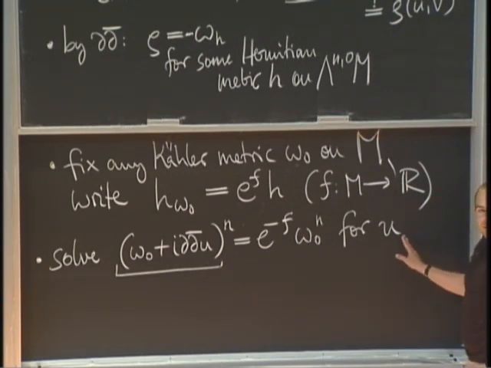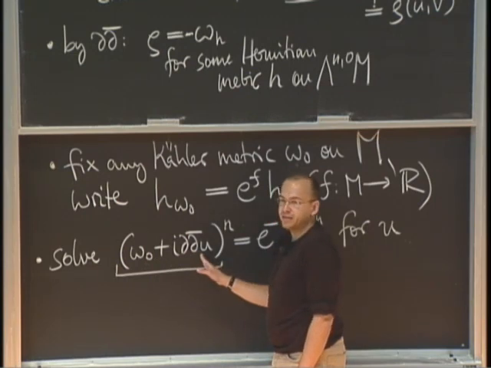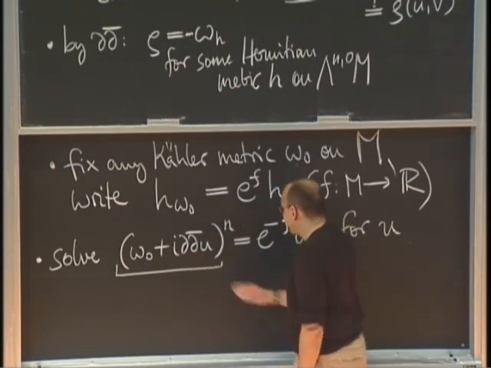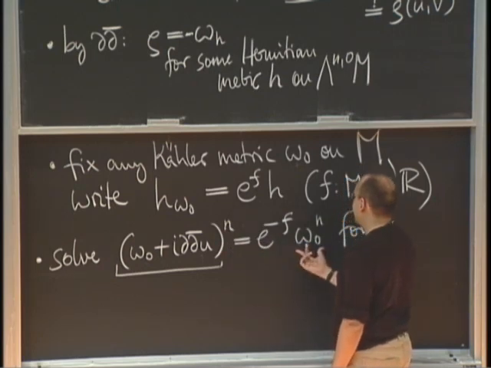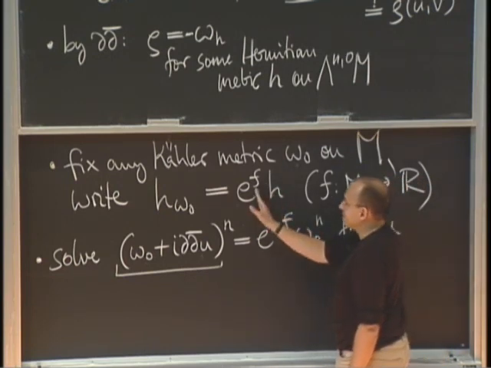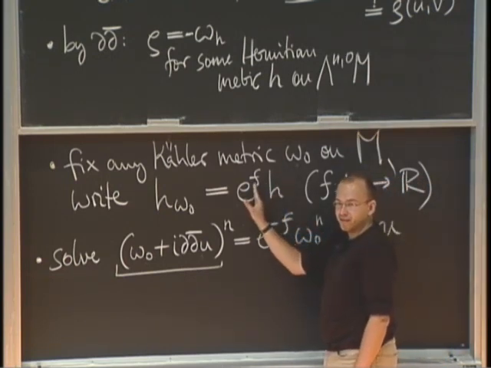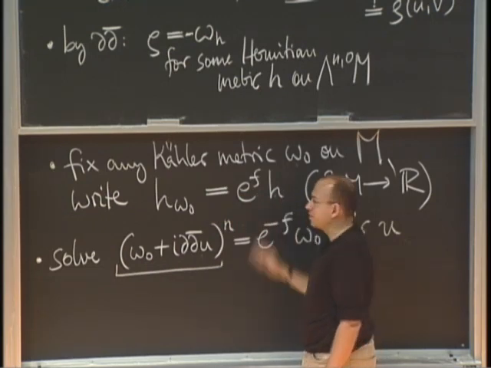So if I was able to find the potential u so that omega 0 corrected by delta bar of that potential has this volume form, so that the nth power is equal to e to the minus f times the original volume form, then I've precisely corrected the difference in volume forms, or the difference in the associated Hermitian metrics on the canonical bundle.